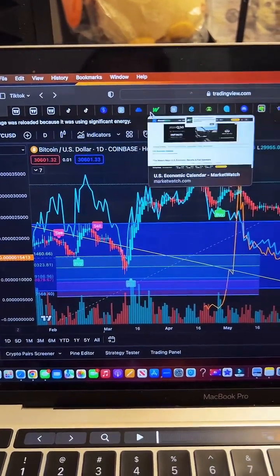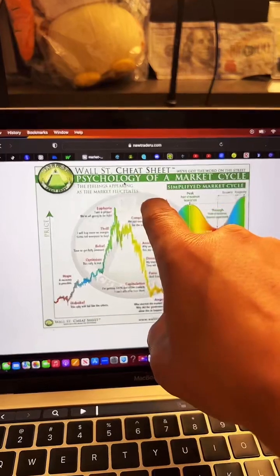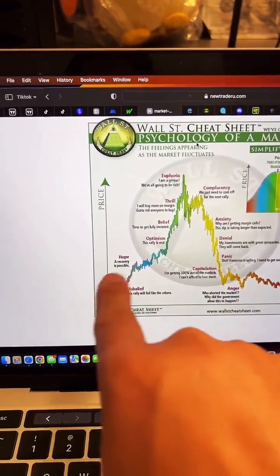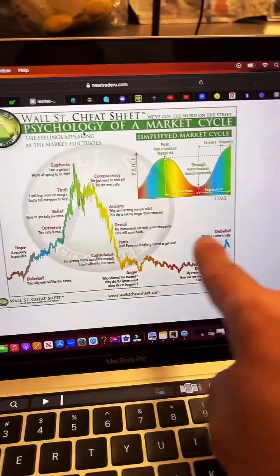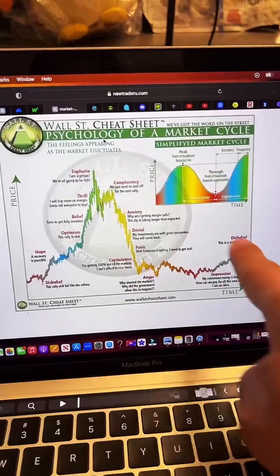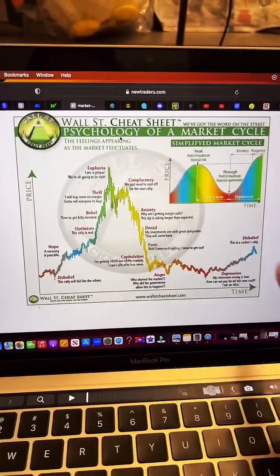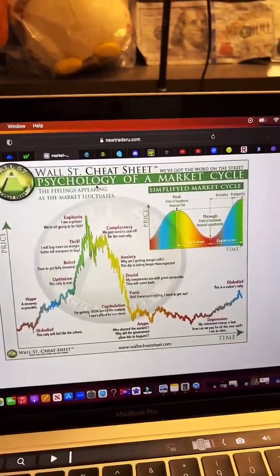Let me show you something. Look at this. This is the psychology of a market. Down here, if you're buying anything in disbelief or hope, when you're down here in the crypto market, talking about the emotions and the psychology of the market, at this level, what are you most likely to buy?